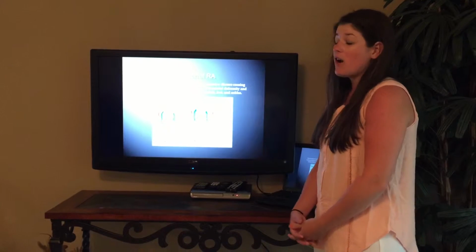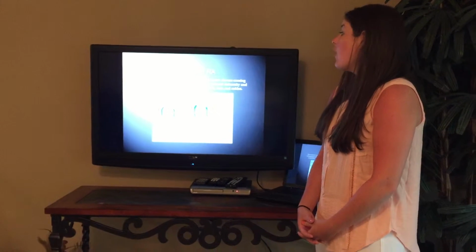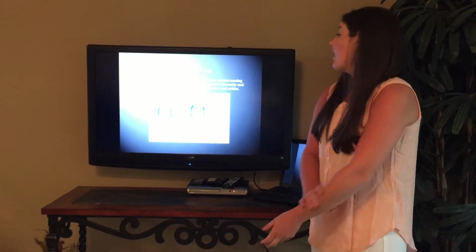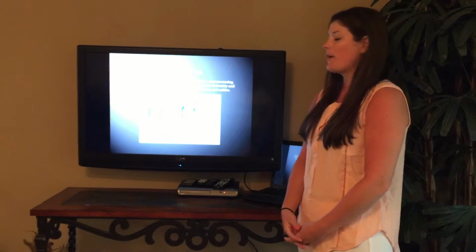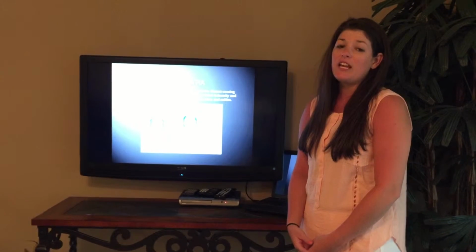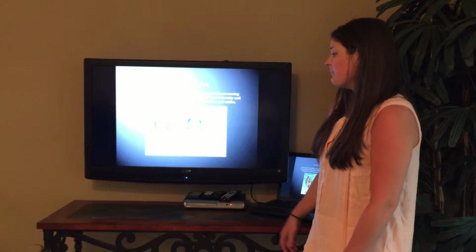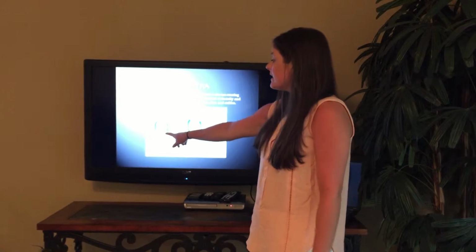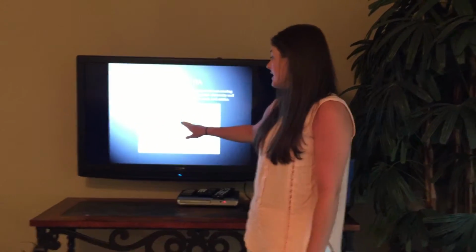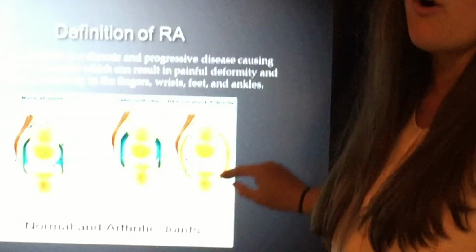RA is defined as a chronic and progressive disease causing inflammation of the joints, which can result in painful deformity and immobility, particularly in your fingers, wrists, ankles, and feet. And as you can see in this picture, this is a normal joint, this is a joint with osteoarthritis, and this is a joint with RA.